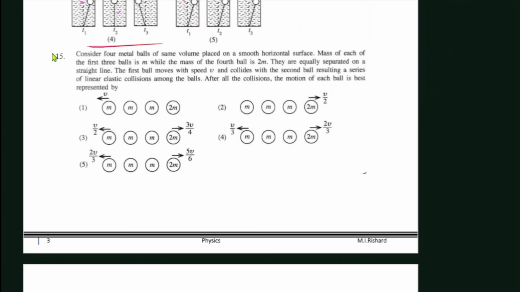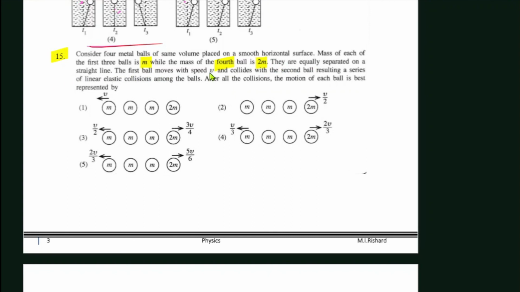So yes, let us go for the 15th question. In the 15th question, what it says is, consider 4 metal balls of the same volume placed on a smooth horizontal surface. The mass of each of the first 3 balls is simply m, while the mass of the fourth ball is 2m, right? They are equally separated in a straight line.